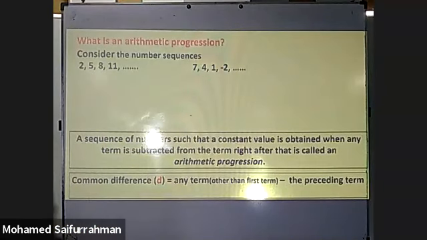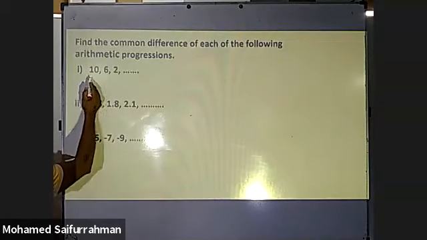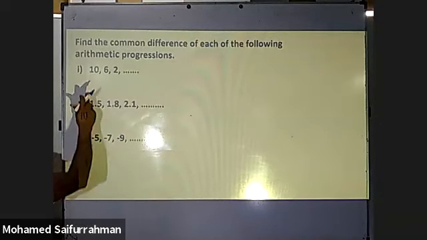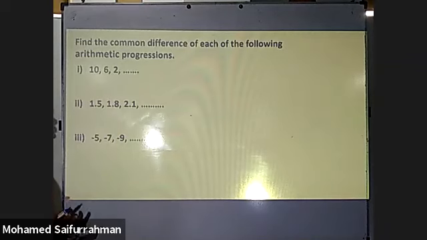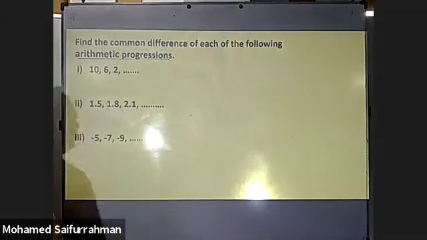Let's go for some examples. Find the common difference of each of the following arithmetic progressions. Okay, 10, 6, 2. It is given that this is an arithmetic progression, so you need not verify it.